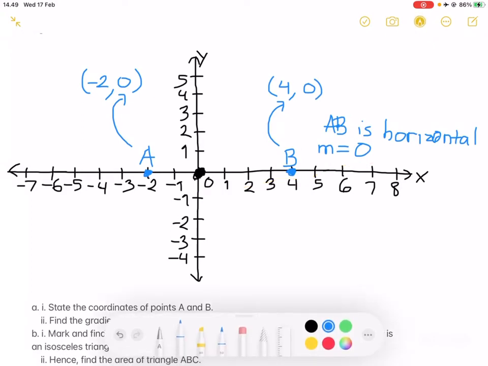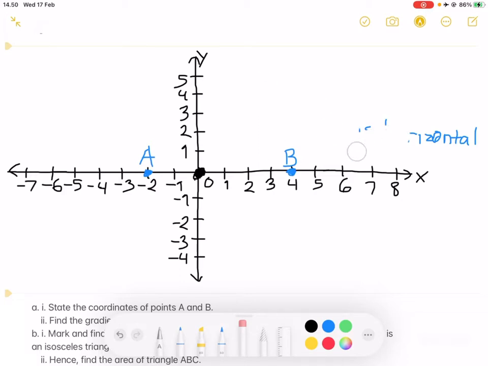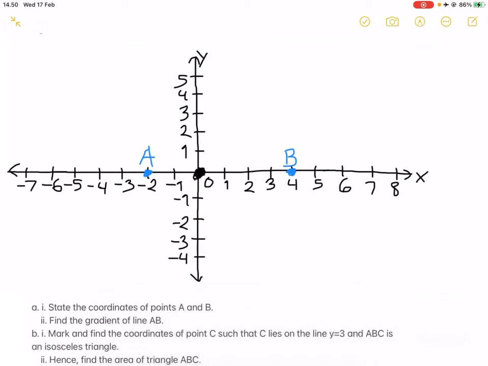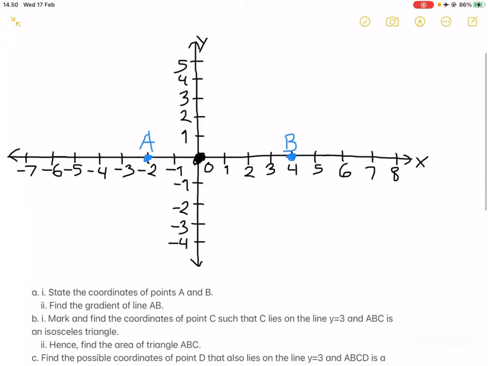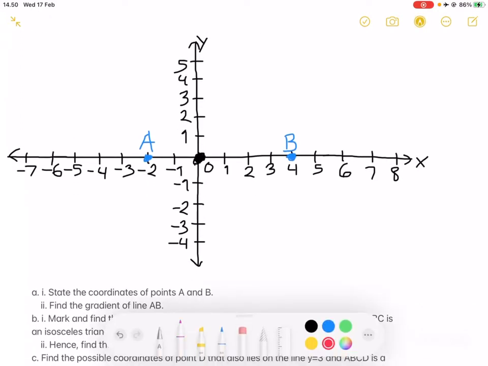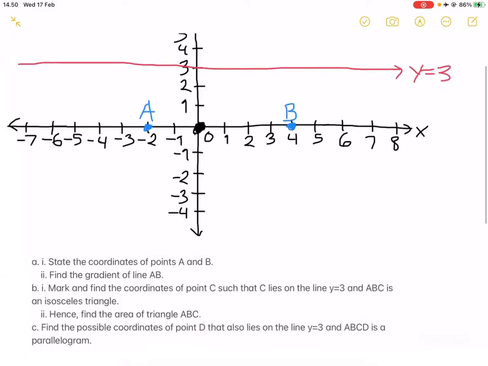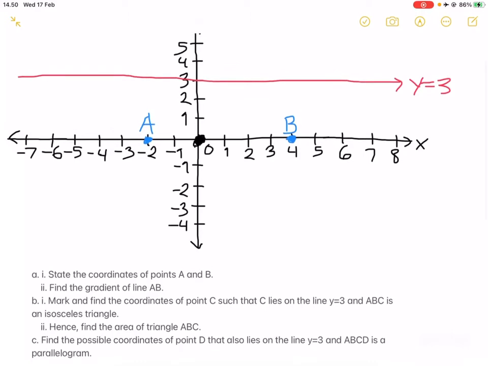Alright, so let's just quickly erase some details we don't really need because it will take some space. Because on the next part, part B, we're going to find the coordinates of point C such that C lies on the line y equals 3. So first, it's probably better to draw the line y equals 3. Notice that y equals 3 is a horizontal line that intersects the y-axis at y equals 3. So it will look something like this, such that C lies on the line y equals 3.